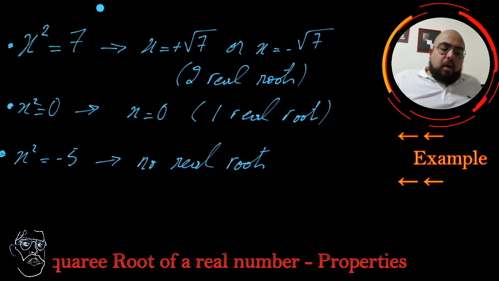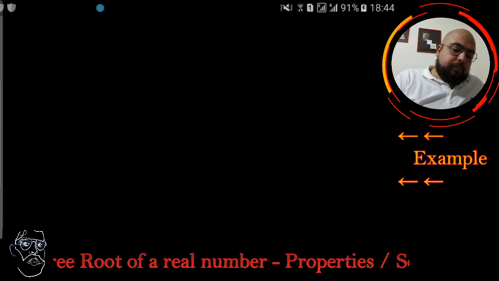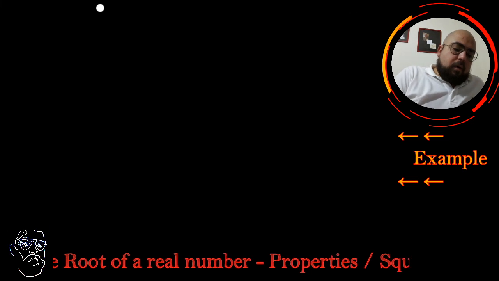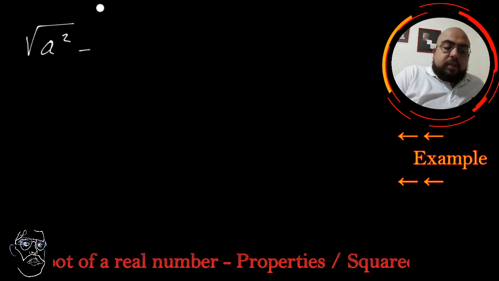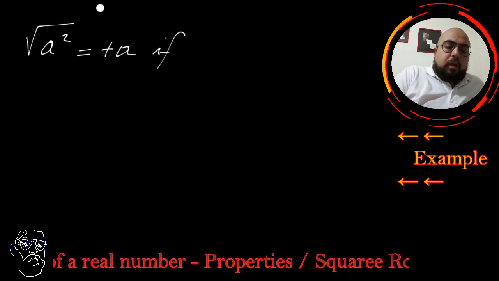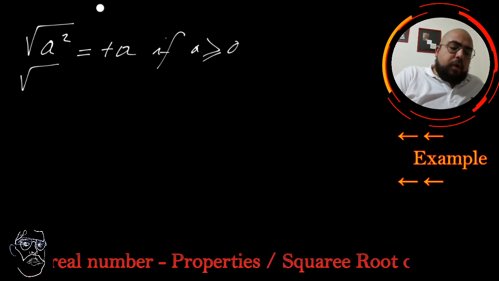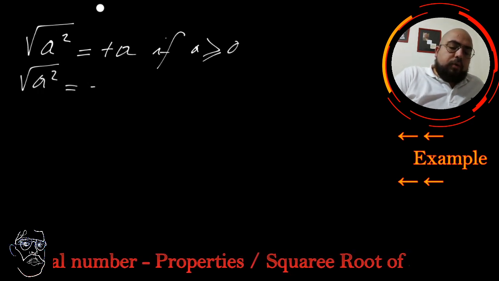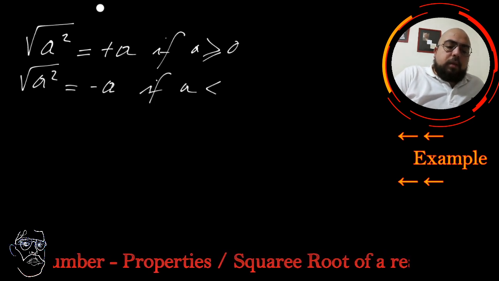Alright, now what about the square root of a squared? You simply have to say it's plus a if a is positive or equal to 0, or the square root of a squared could be equal to minus a if a is negative.